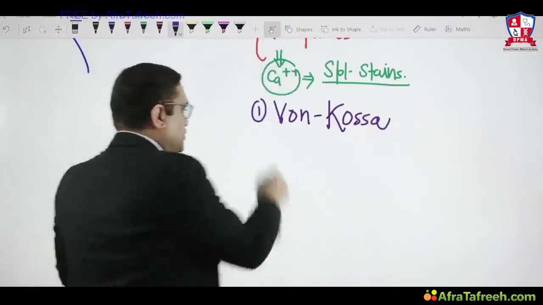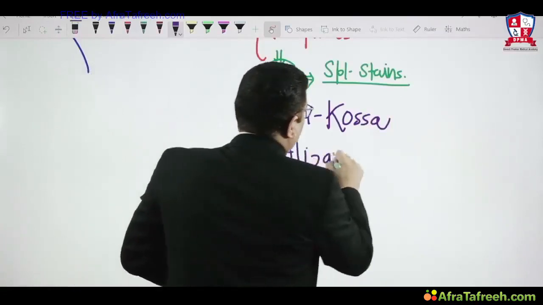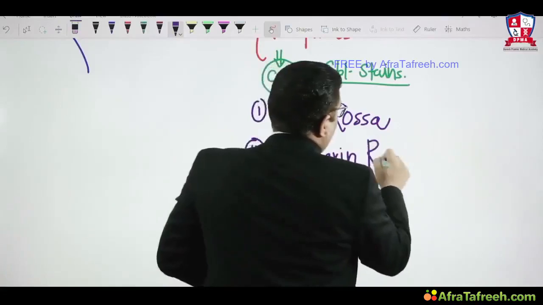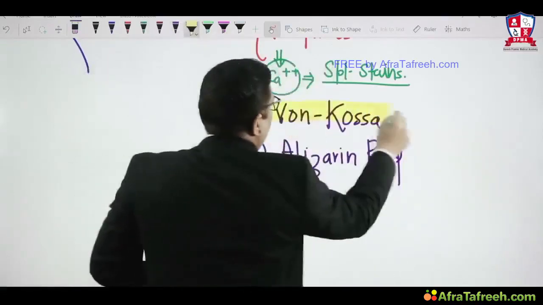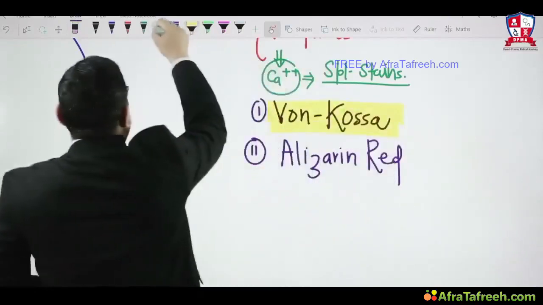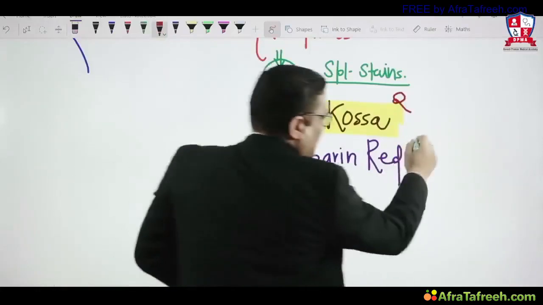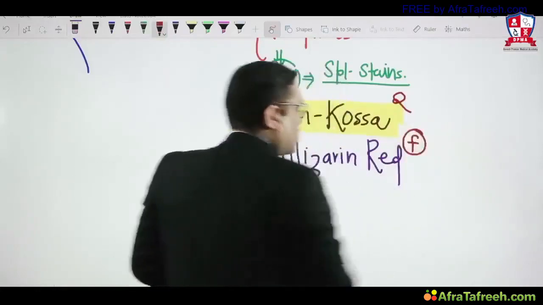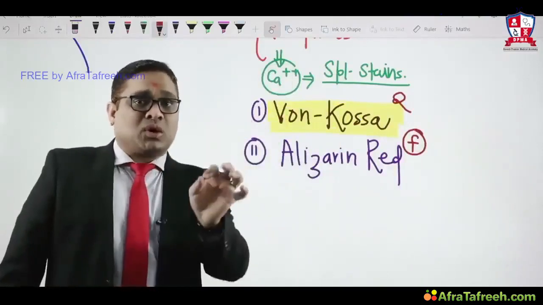Von Kossa stain is used for calcium. Just remember this name also, alizarin red is also for calcium. Von Kossa stain was the earlier All India question, right? Von Kossa stain is used for calcium. Alizarin stain can be a future MCQ in exam, because this was one of the options in AIIMS 2013.